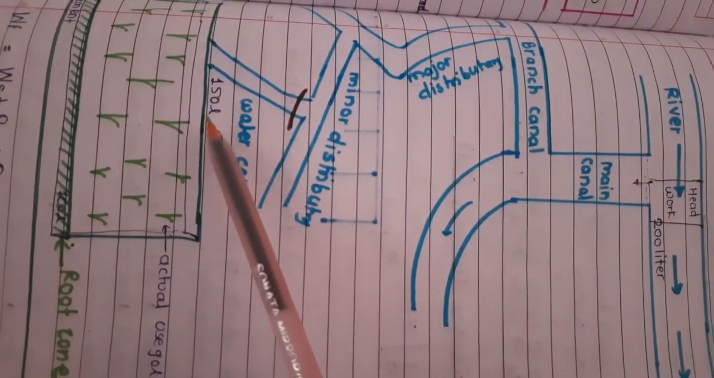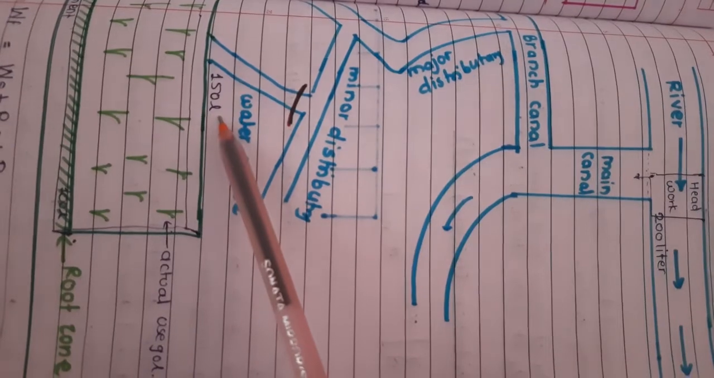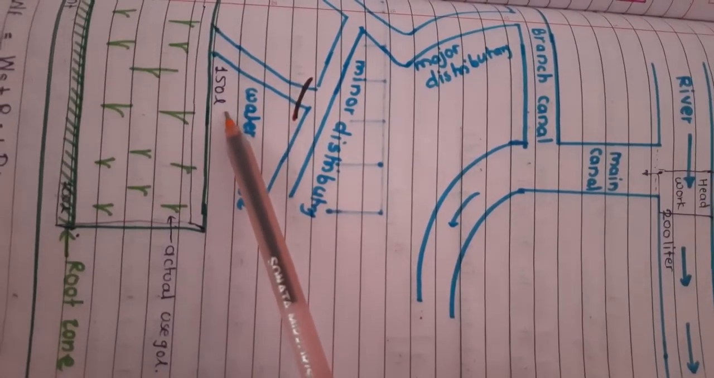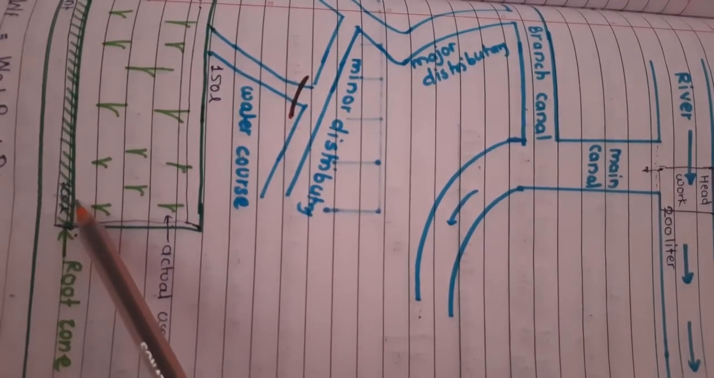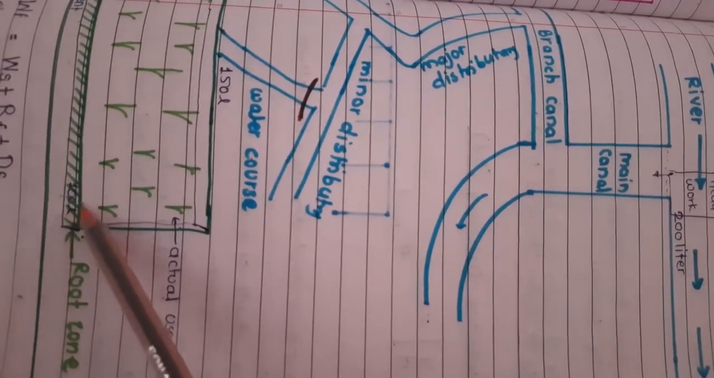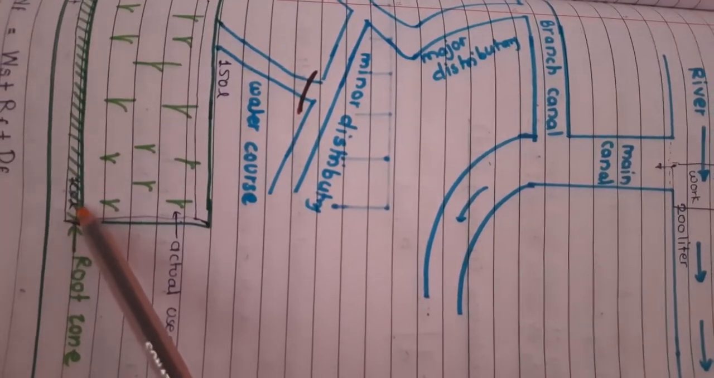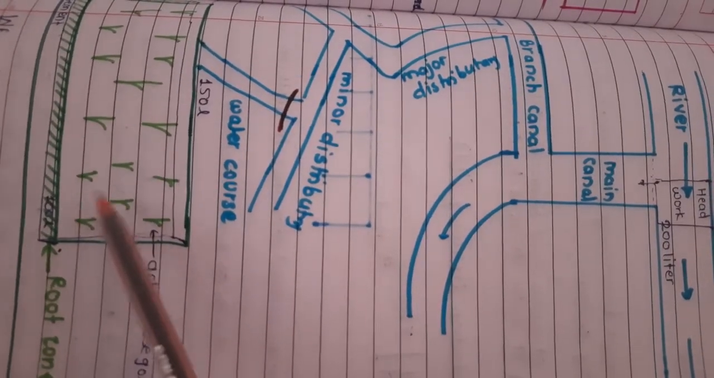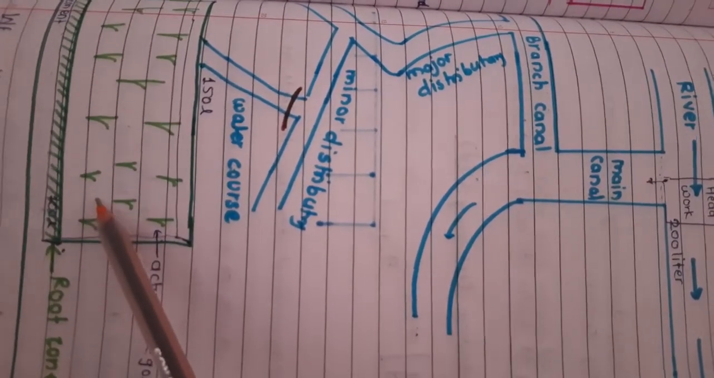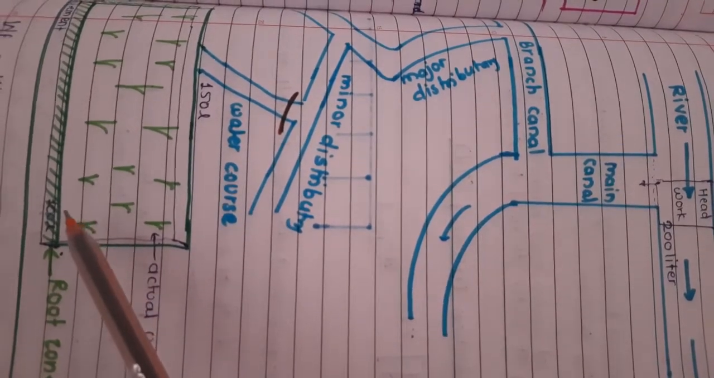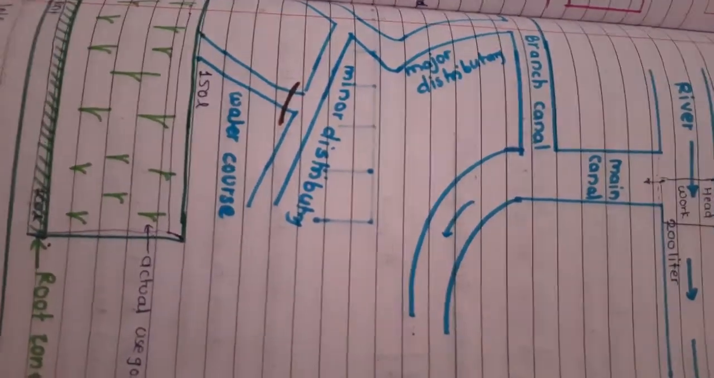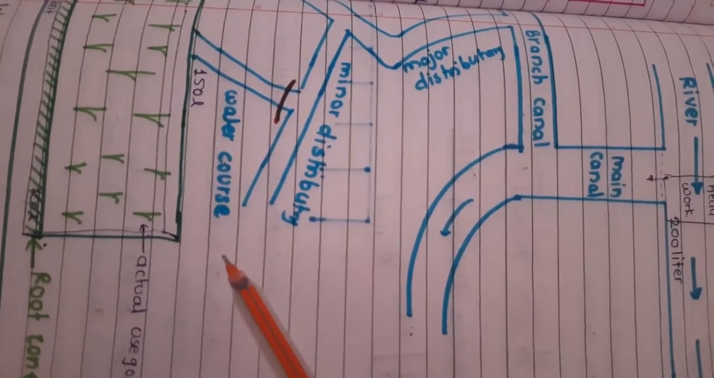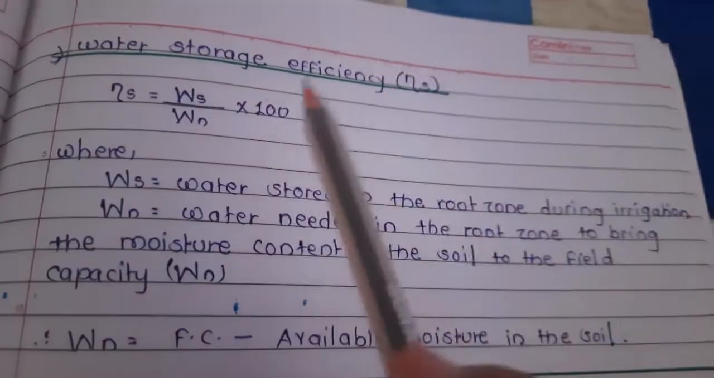At the field, 150 liters of water is remaining. After that, only 100 liters of water is stored in the root zone, but the requirement is 130 liters of water. Root zone storage requirement is 130 liters of water, then we can create a formula.